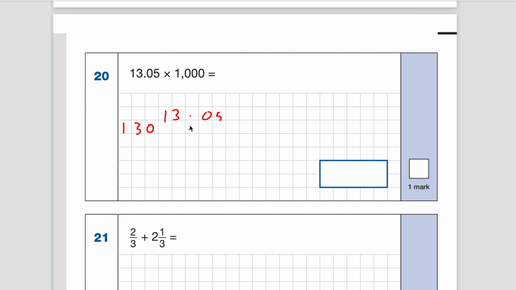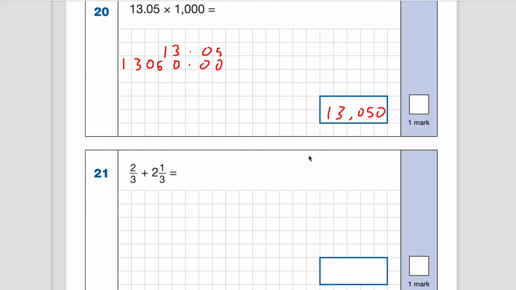Now there's nothing here. 1, 2, 3. This decimal point, we just ignore that. So 1, 2, 3, there's our 5. Now there's nothing left. Everything else is zeros. So in this case, we don't need to talk about this bit. We just write the full number. So it is 13,050. That's what 13.05 times 1,000 is.